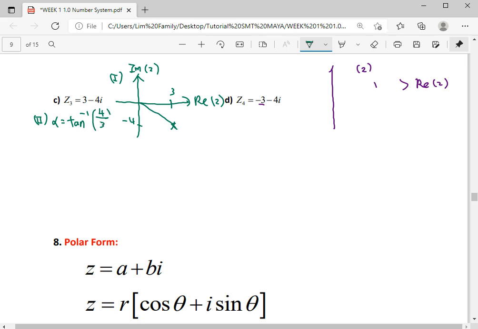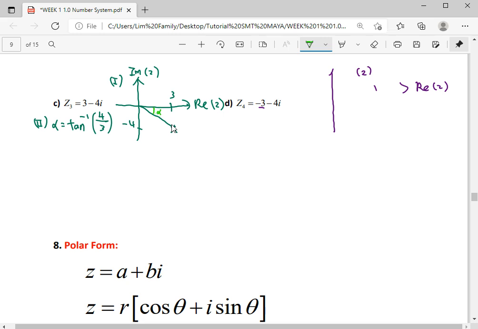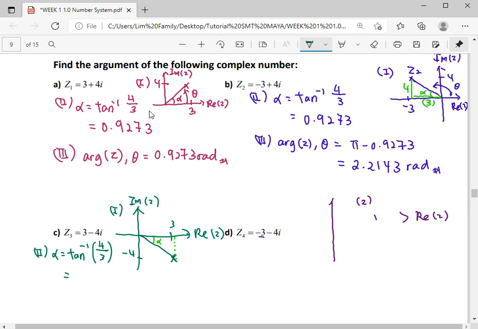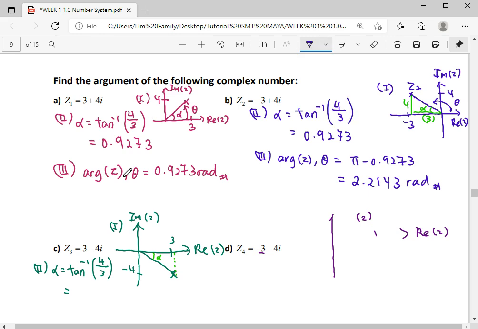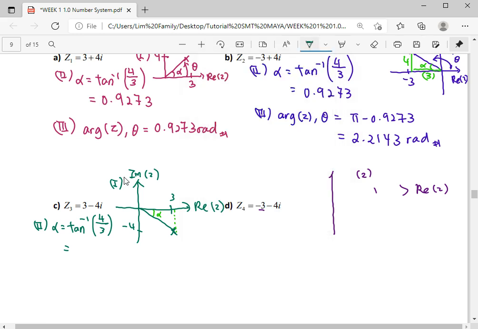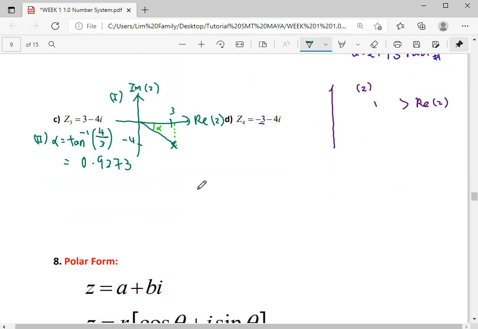Remember, don't put your negative. Straight away take the length B, the height. Imagine our triangle is here, with alpha. The height is 4, the base is 3. To save time, I gave you the same value. Shift tangent B over A, and if you can, put a bracket, it is easier to see. The answer is 0.9273. Accidentally I gave you the same numbers, but you can try a lot of different numbers in your tutorial and past year papers.